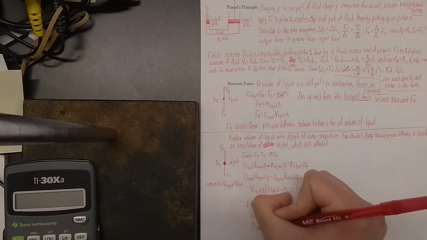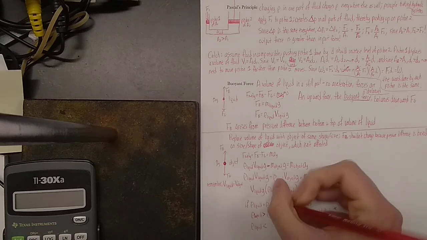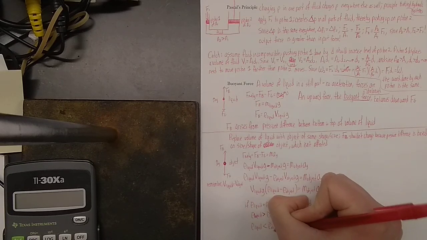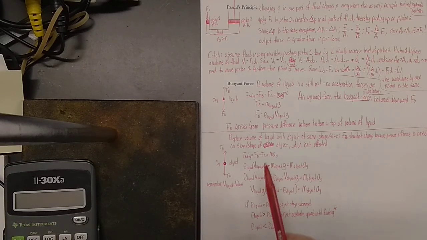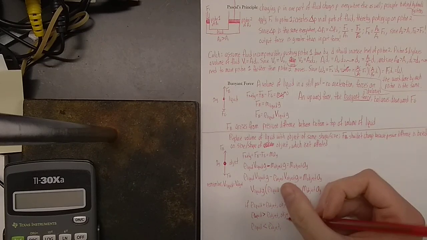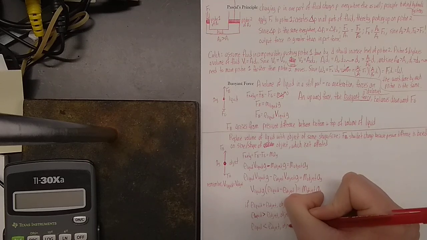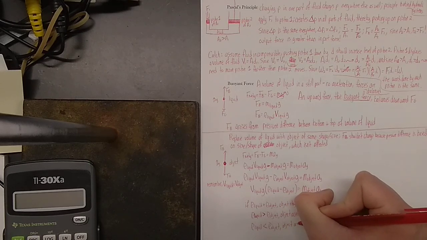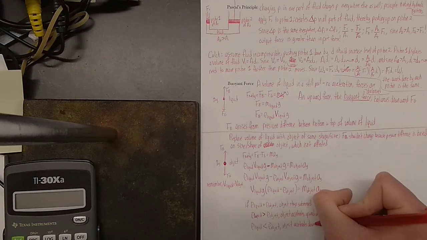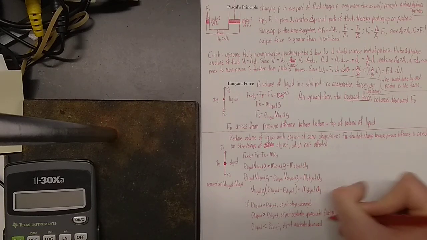If the density of the liquid is less than the density of the object, then this would be a negative inside this parentheses. We'd get negative acceleration. The object accelerates downward. Or in other words, it sinks.